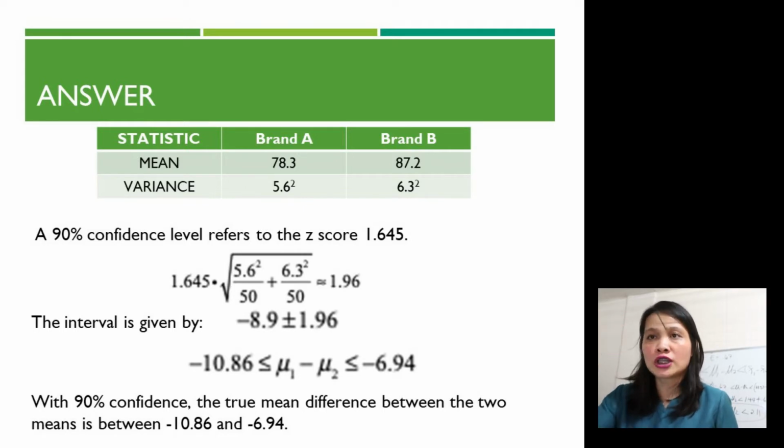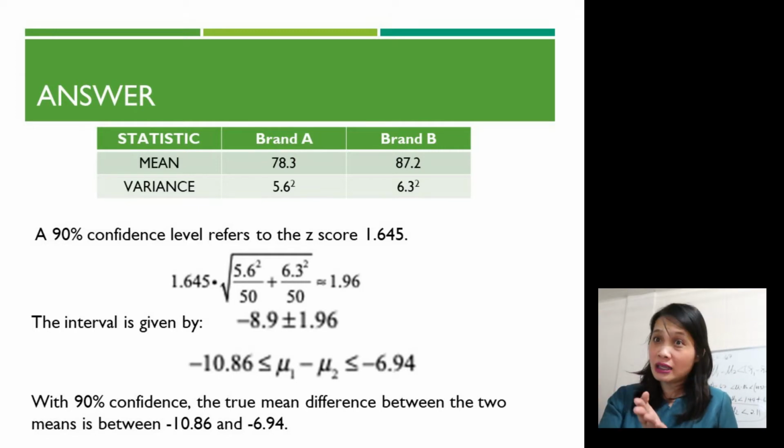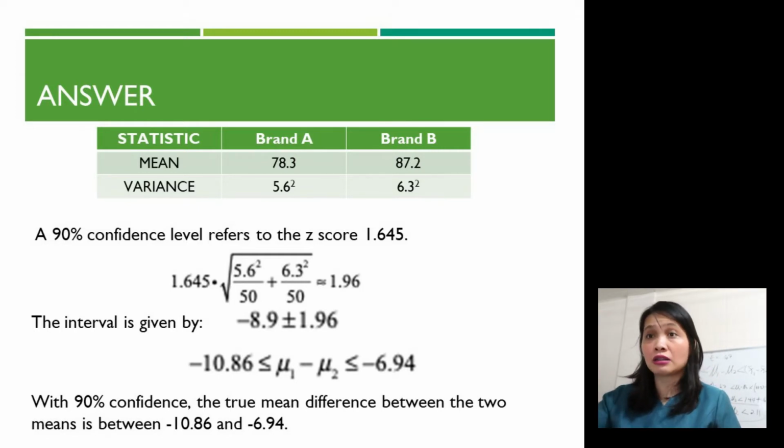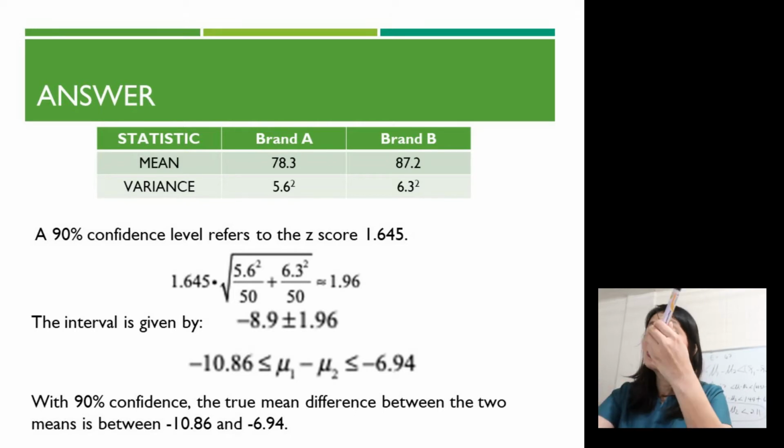So we have brand A, 78.3, and variance 5.6 squared. Remember, this is condition letter B: your sample size must be sufficiently large, meaning higher than 30. Since the given is 50, it is sufficiently large. Even though the given is the standard deviation, you can get the variance by squaring your standard deviation.